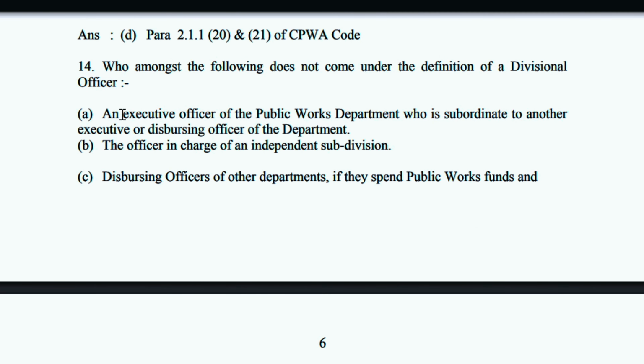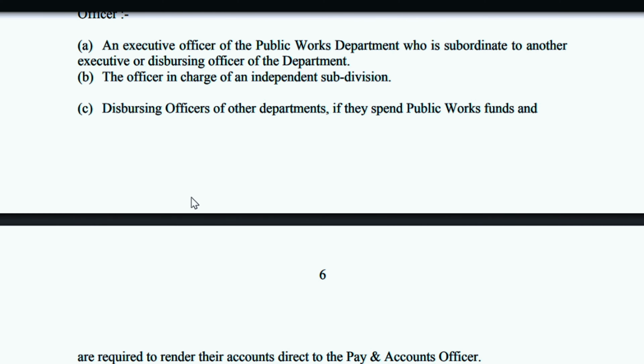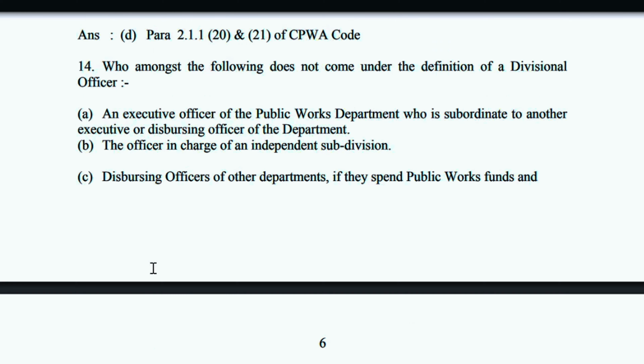Serial number 14. Who amongst the following does not come under the definition of a divisional officer? So here answer is A. An executive officer of the public works department who is subordinate to another executive or disbursing officer of the department. This one does not come under the definition of divisional officer.